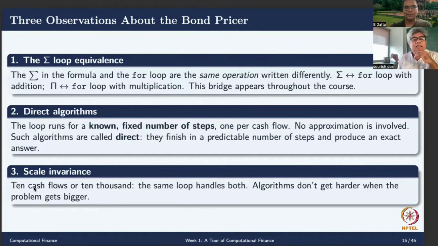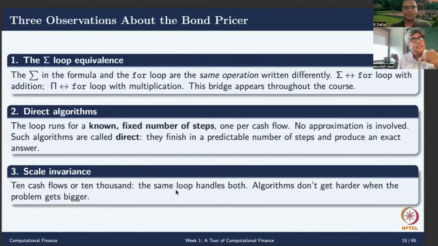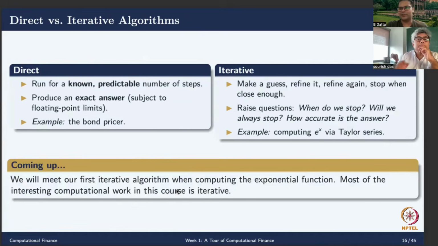And then scale invariance. Whether it is 10 cash flows or 10,000 cash flows, the same loop handles both. Algorithms don't get harder when the problem gets bigger. This is where the interesting thing happens. The computer doesn't get scared when you have to do 50,000 additions. It just goes ahead and does the additions. Probably the thing that changes is the running time, although for this simple type of exercise we won't see the difference, but for more complicated things we will.